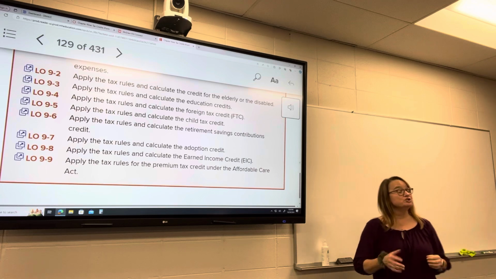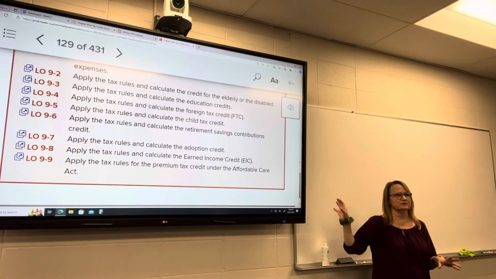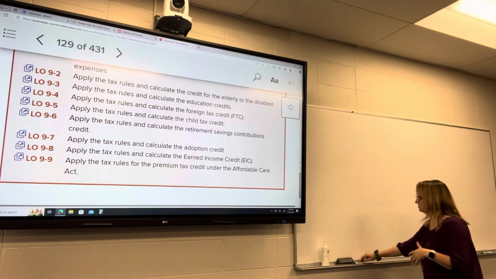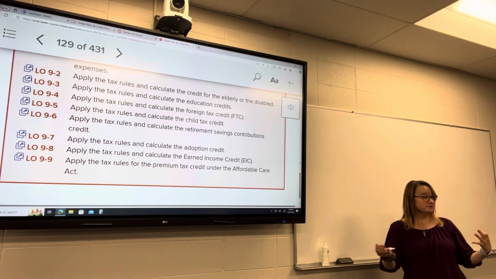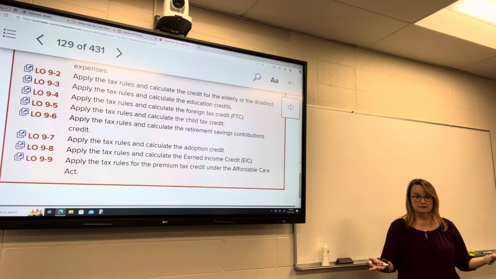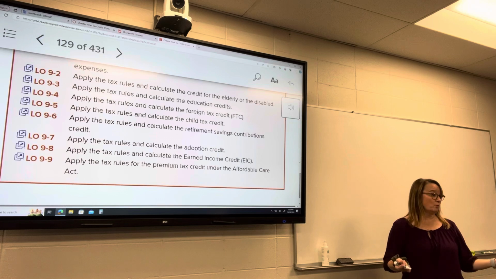Just briefly, and I think the introduction goes through this, this is just a reminder: we have deductions and we have credits. Both of those things ultimately reduce tax liability, but they do it in different ways.